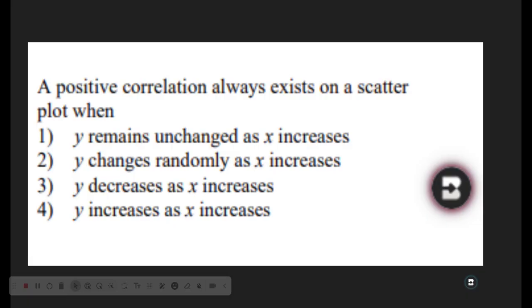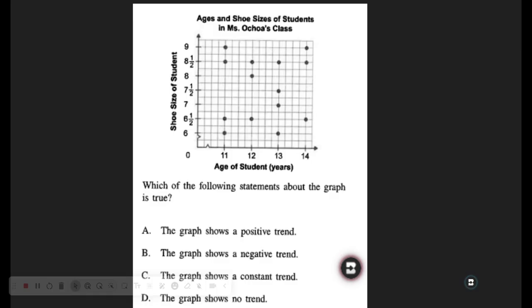So a positive correlation, this is something that was in NTI 7. And so that is when both are increasing. So Y increases as X increases. When we talk about negative, we actually have one that's increasing while the other is decreasing. Here, once again, I think this might have been part of our NTI Day 7. You can see that the age of a student and their shoe size, according to this, there's no trend. It's kind of all over the place.